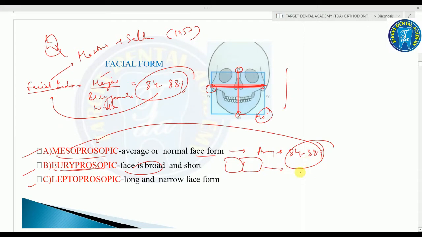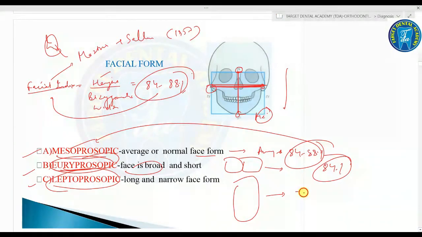So if the ratio is less than 84%, then you can say the patient has a europrosopic facial form. The leptoprosopic means a long and narrow facial form. It means when the ratio is more than 88%, then you can say the patient has a leptoprosopic facial form. Right? Again, important.